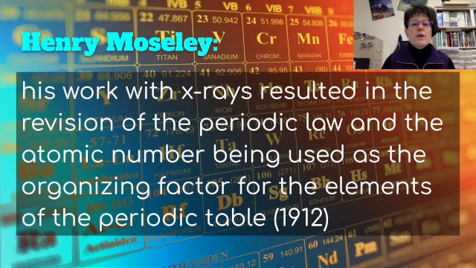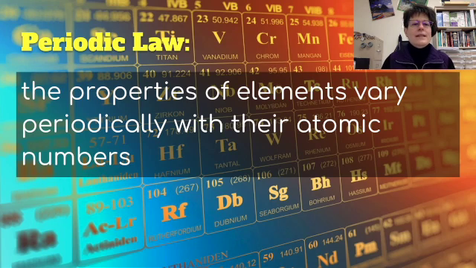So now we're working with the number of protons instead of the atomic mass because there are a few instances on the table where the elements are not ordered in order of increasing atomic mass, just due to the number of neutrons. So there are a few places, so maybe you can find some of those. And he developed the periodic law that says the properties of elements vary periodically with their atomic numbers.